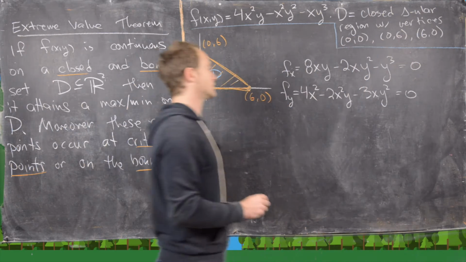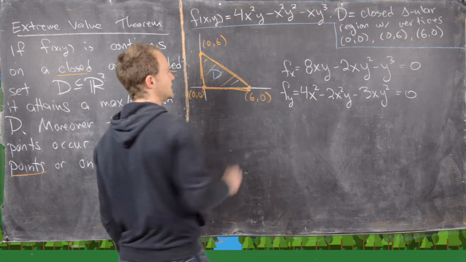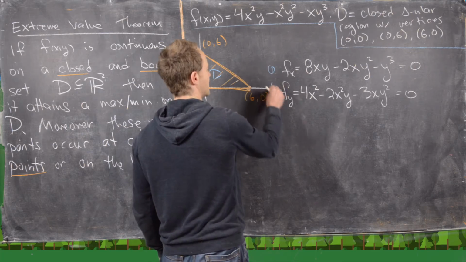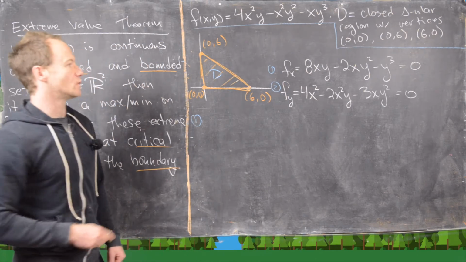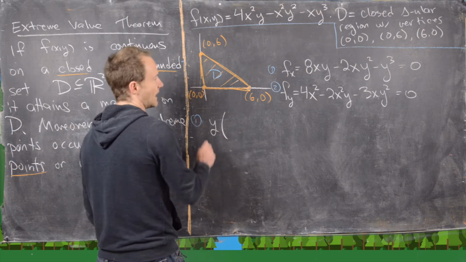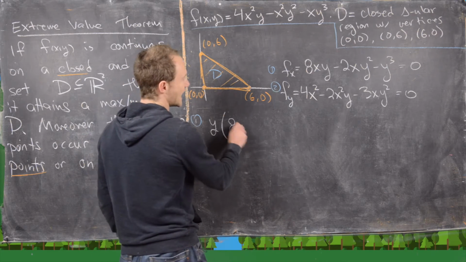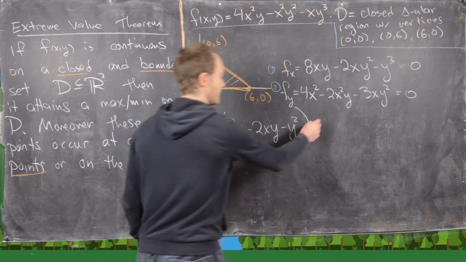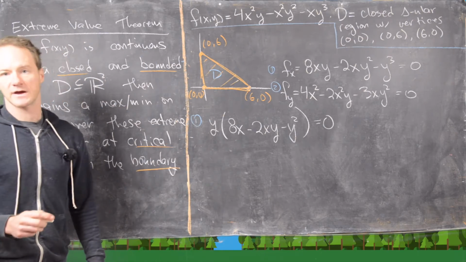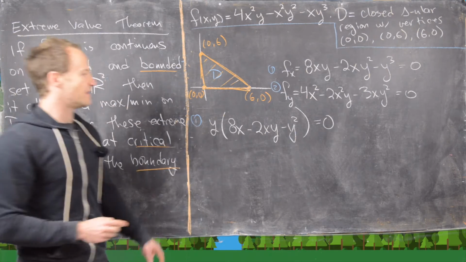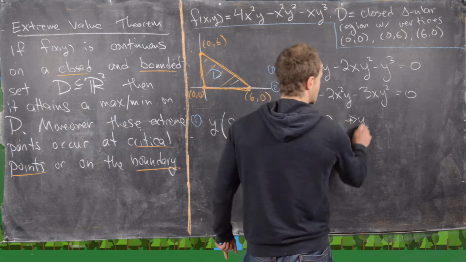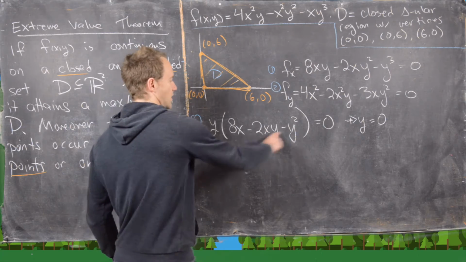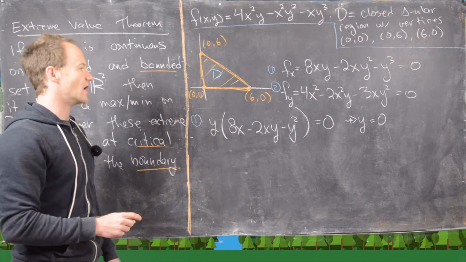Let's set each of them equal to 0, and number them: this one is 1 and this one is 2. In equation 1 we can factor a y out, which gives us y(8x - 2xy - y²) = 0. That tells us y = 0 is one of the solutions, or that all of this other part equals 0 gives us another solution.